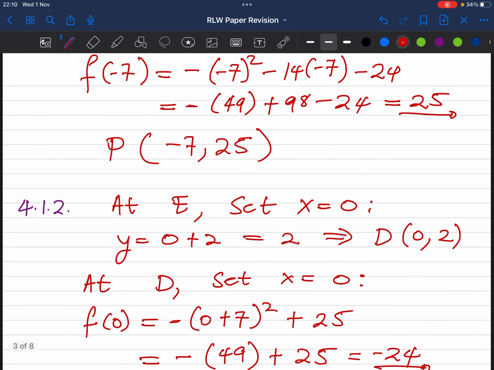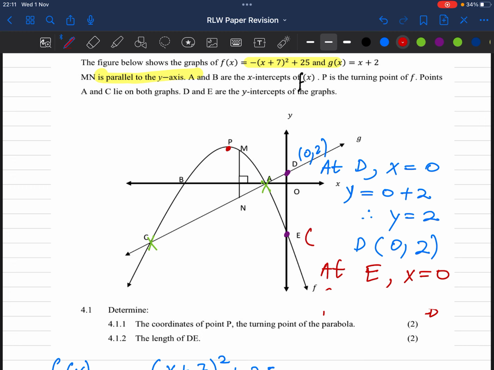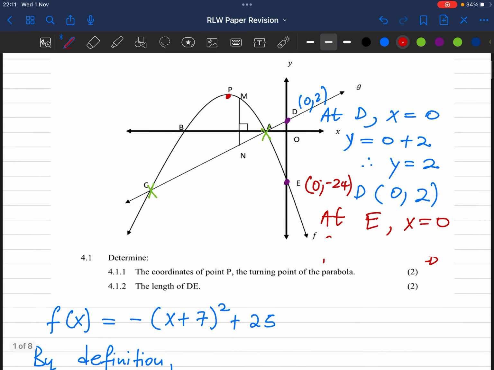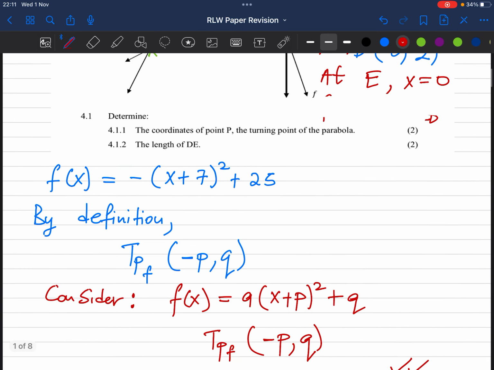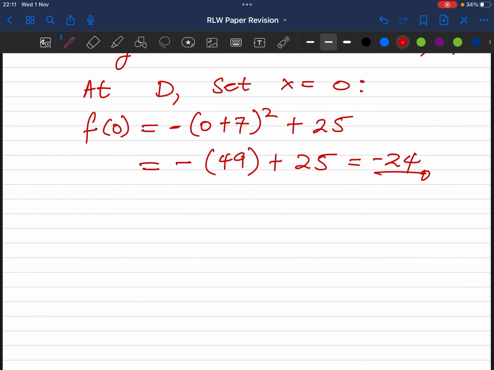Now let us check. We wanted to find the length, so we know that the coordinate of this point is (0, -24). Now the length of DE. We're going to be smart about it. Let us just write D and E. I'm going to show you how you can construct this. This is your D and that's your E there.